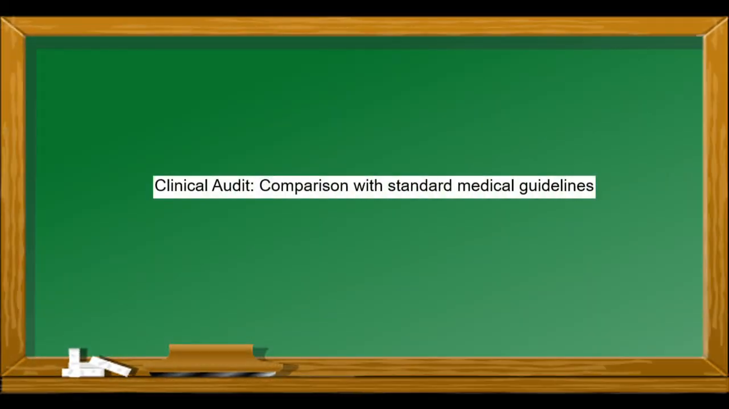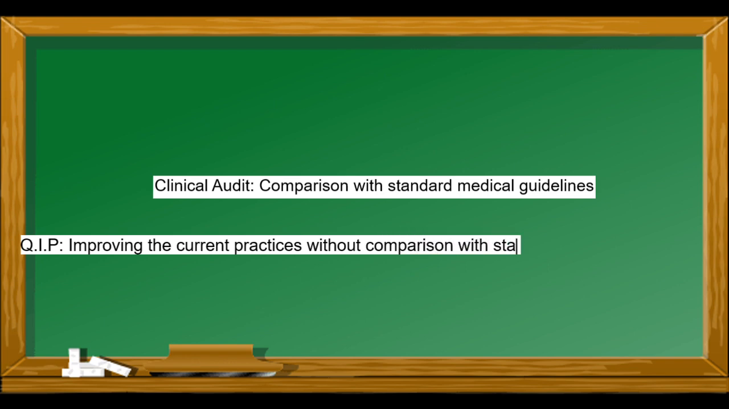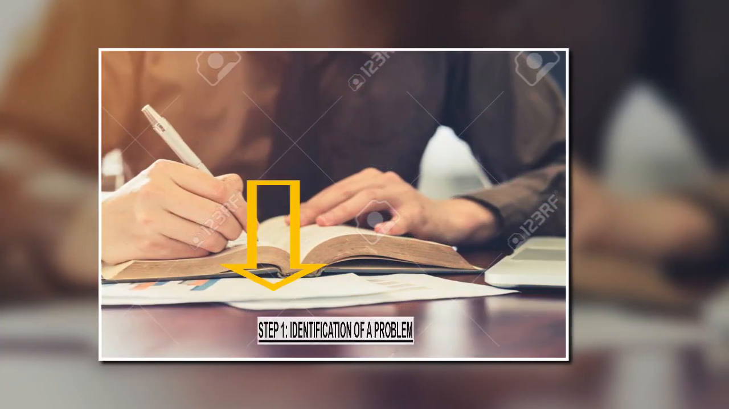In clinical audit, you have to compare your observations against a standard set of guidelines of medical practices, while in QIP, the intention is simply to improve the currently undergoing practices without comparing it. Now, how do you proceed with these? The first step is to identify a problem which you think needs improvement.